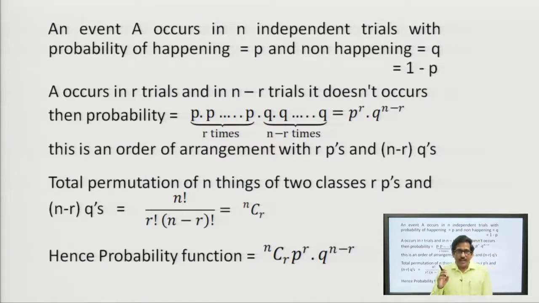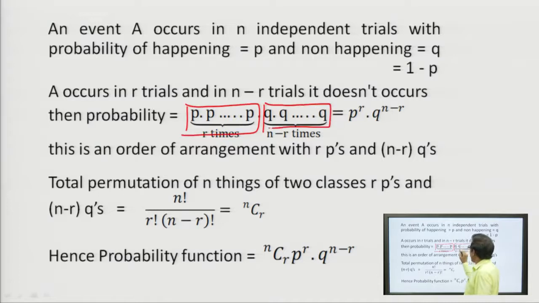Event A occurs in n trials. Out of these n trials, r times is the success case and n minus r times is the failure case. If success occurs r times and failure occurs n minus r times, then the total probability is equal to p to the power r, q to the power n minus r. And for the rearrangement of these, there are r p's and n minus r q's.